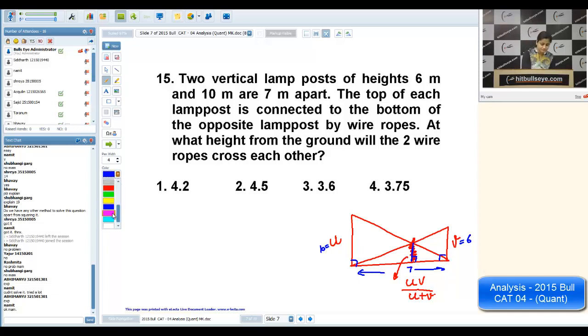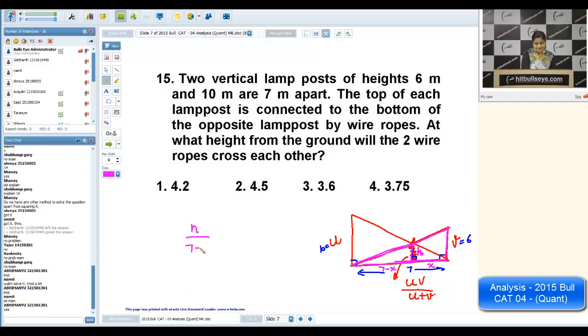Now, the total base length is given as 7. So, I'm considering this as x and this as 7 minus x. I'm just applying similarity here. I'm taking this pink small triangle and this pink bigger triangle. Let the height be h here. If we apply similarity, are you getting me, Abhimanyu? We'll get h upon 7 minus x. I'm taking the smaller triangle. This will be perpendicular upon base, equal to 6 upon 7.